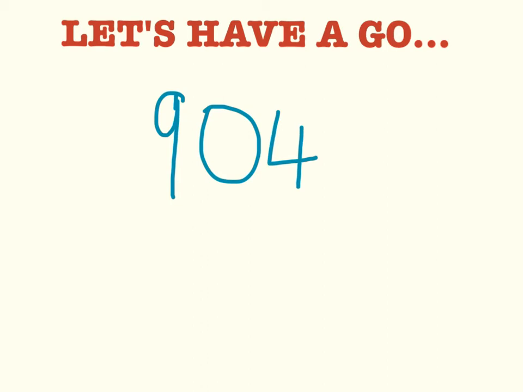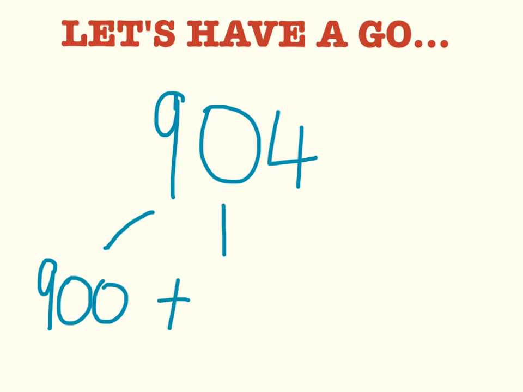If I wrote the number 904. 904 is the number. How many hundreds are there in that number? There are 9 hundreds. Plus, how many tens are there in the number? There are no tens, are there? Because we can see there are no tens.